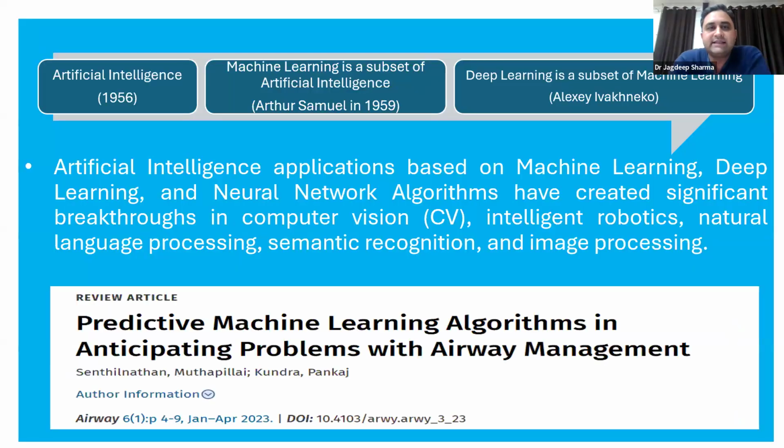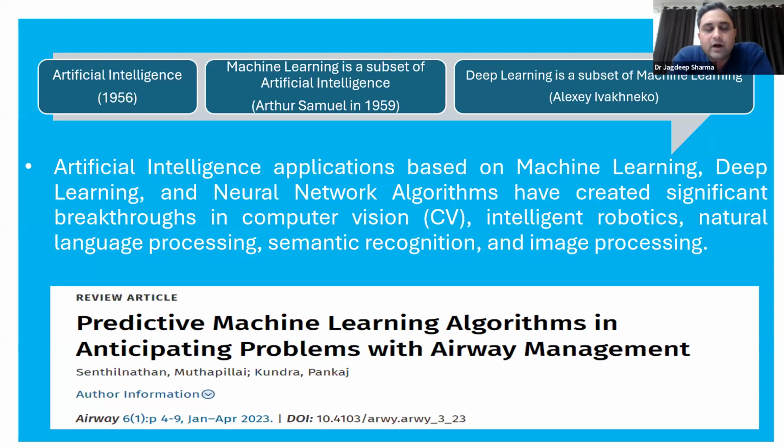So, artificial intelligence. Machine learning is a subset of artificial intelligence, and the term was coined by Arthur Samuel in 1959. Deep learning is a subset of machine learning. It's a more advanced and more complex form of machine learning. So, artificial intelligence, using these applications in the form of machine learning, deep learning, and neural network algorithms, has created significant breakthroughs in computer vision, intelligent robotics, natural language processing, semantic recognition, and image processing.